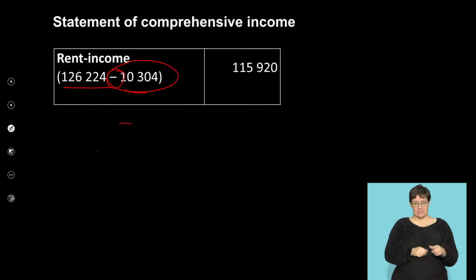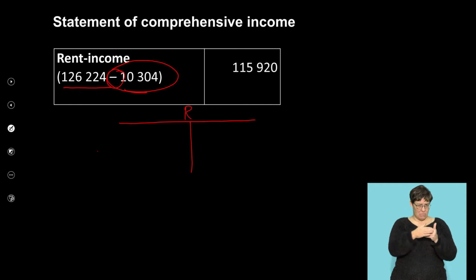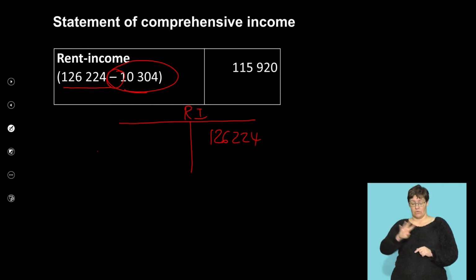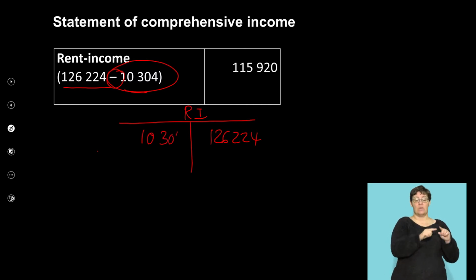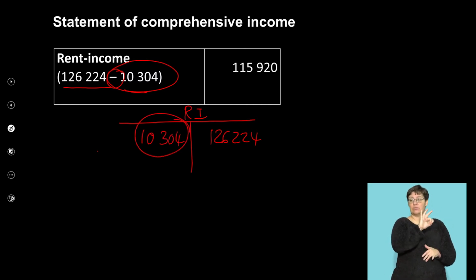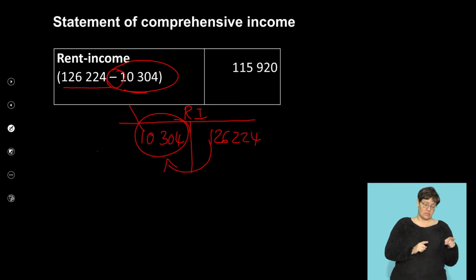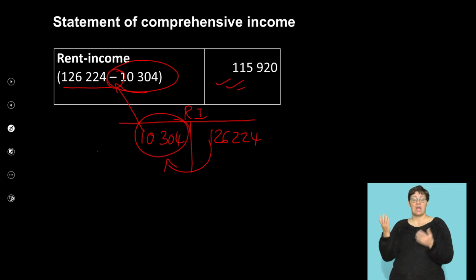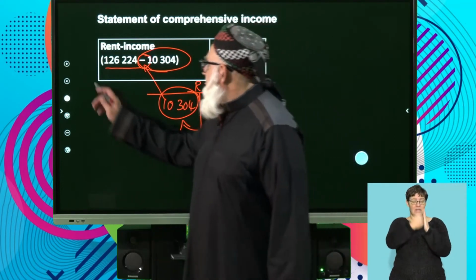Let me just explain this a little bit further for you. Here's my rent income, right? It's an income account with a credit of 126,224. Watch, I'm subtracting, meaning I'm debiting rent income with 10,304, and therefore this, in accounting, when you do it on the opposite side, you are actually subtracting. Therefore, 126,224 minus the 10,304 will give me my rent income figure that I need for my statement of comprehensive income. Got it? Okay, next adjustment.